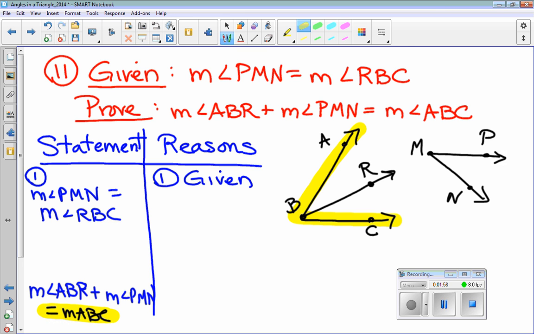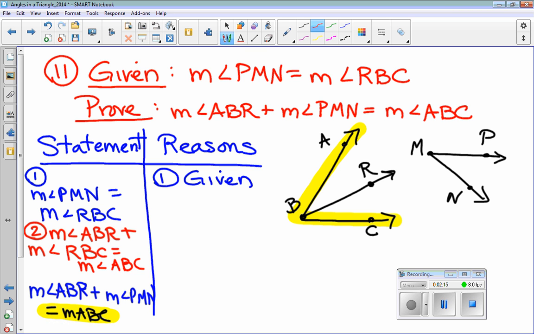Good. Okay, so I can say step 2, the measure of angle ABR plus the measure of angle RBC is equal to the measure of angle ABC. Would you agree with that? Those 2 things added together add up to the whole thing. Agreed? We call that the angle addition postulate. It's okay if you just wrote addition, because it's really true. You're just adding the 2 angles, right? The 2 angles added together form the whole angle. You can go ahead and just call it angle addition.